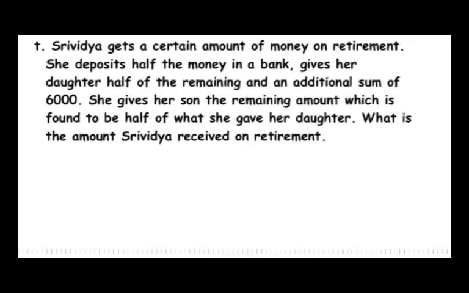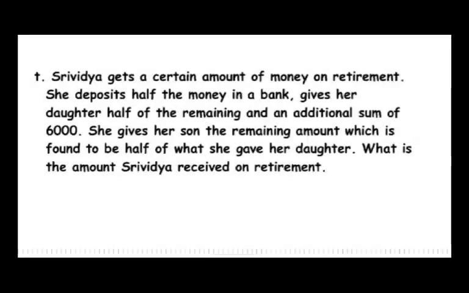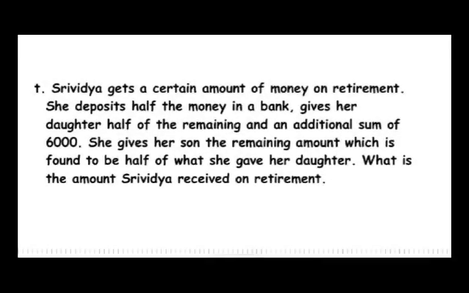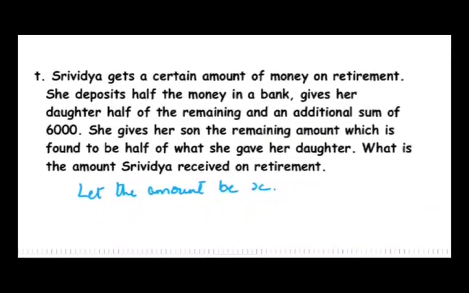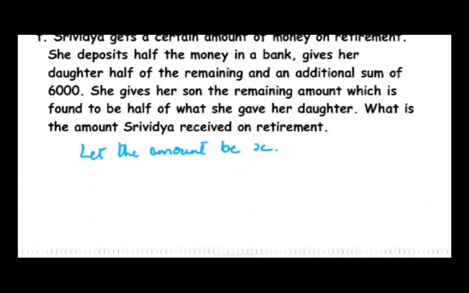Next sum. Shri Vidya gets a certain amount of money on retirement. She deposits half the money in a bank. Okay, she gets a certain amount of money. So let the amount be X. She deposits half the money in a bank. So the amount deposited in the bank is half of X. Correct?